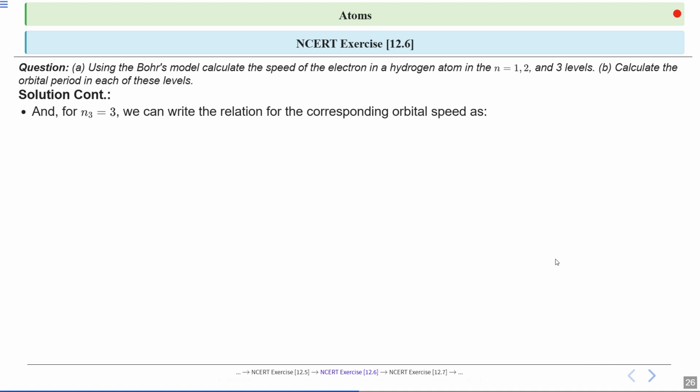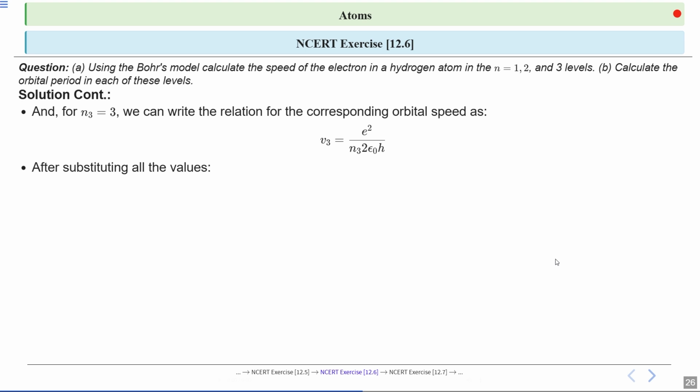Now let's focus on the third energy level where n equals 3. We are going to write down the formula for the speed of the electron in this level. Notice that as n increases, the electron is farther from the nucleus and its speed changes. Here is the formula for the speed of the electron in the third orbit: V3 equals e squared divided by 2 n3 epsilon naught h.